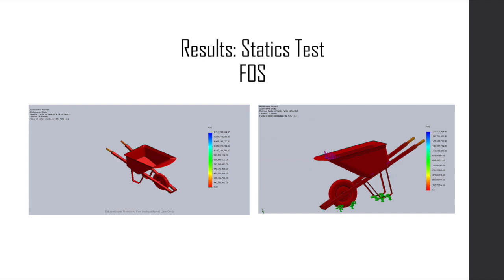As shown in these images, the factor of safety is 3.2, which is significantly higher than 2, so the wheelbarrow will not fail, meaning that the wheelbarrow is far from yielding.